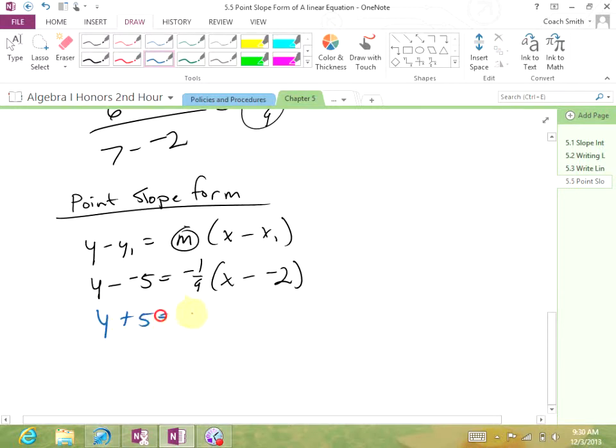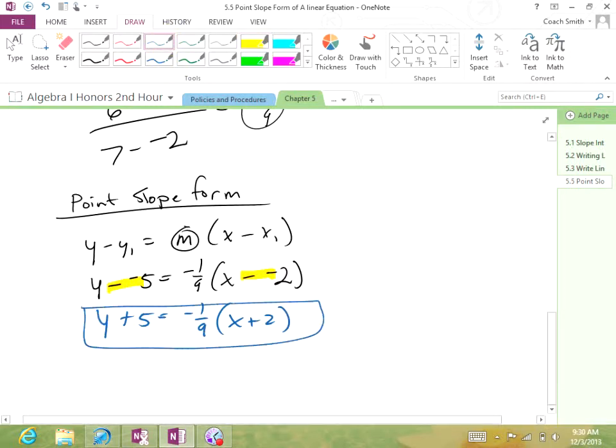Y plus 5 equals negative 1/9 times x plus 2. Okay? All I did is change those over right there. So that's your answer for the first part. We're going to take it a step further here in a second, but that's how we get to point slope form.